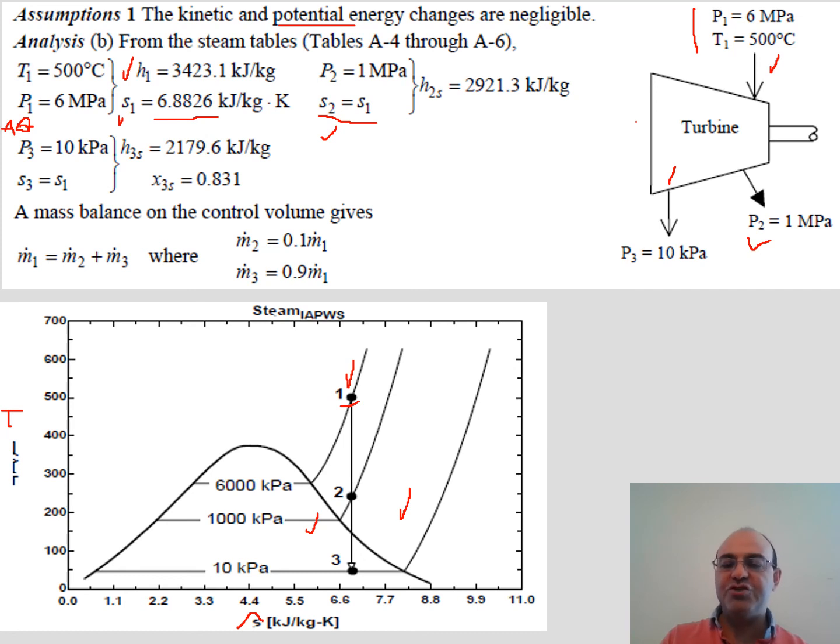Point 2 could be superheated, could be saturated. But for now, let's assume that it's superheated, and if it's proved otherwise, then we would need to go to the two-phase assumption. So here we need to use table A6, the steam superheated table. Again, we need to write it down. It requires interpolation. So we need to go to the table and check the section for pressure equal to 1 megapascal.